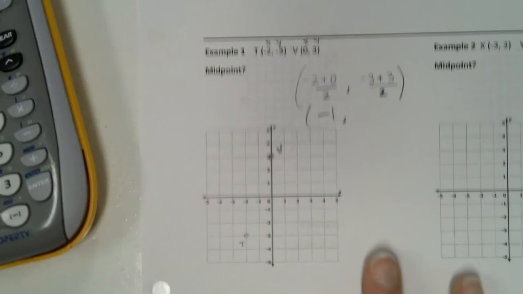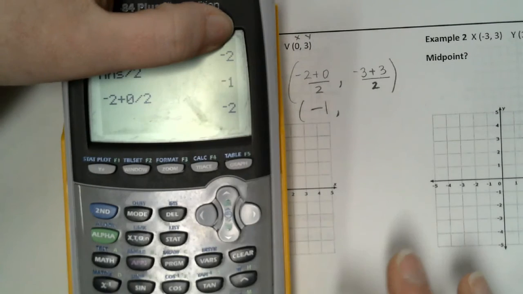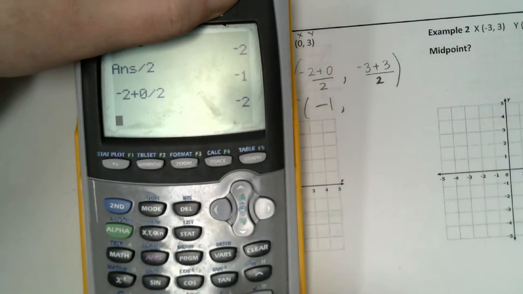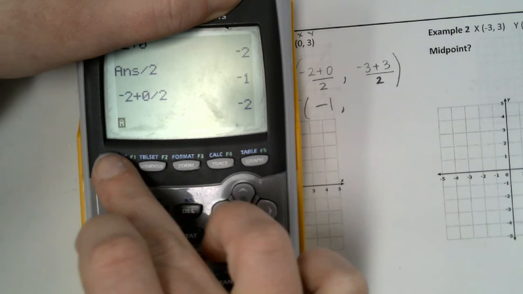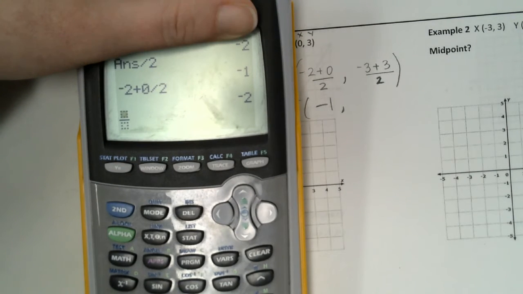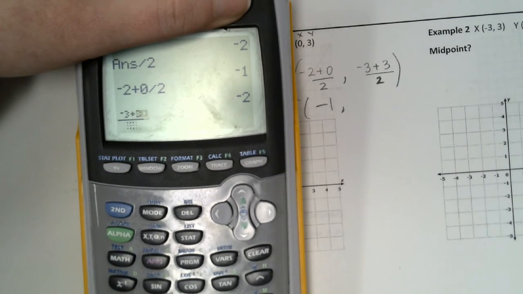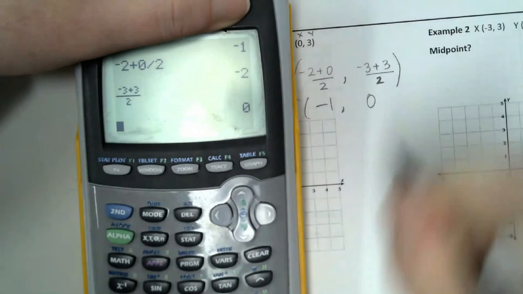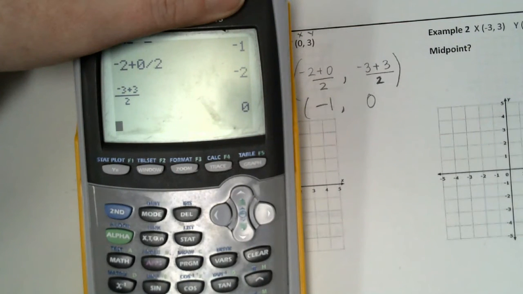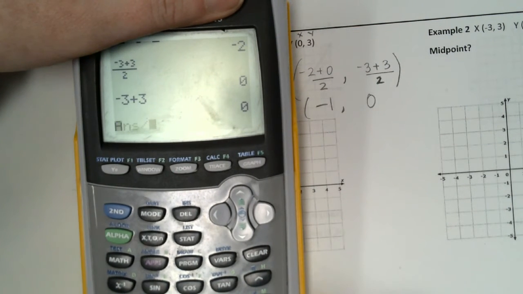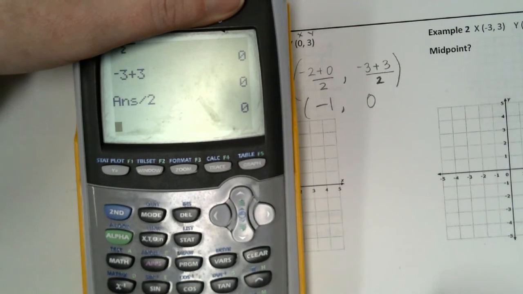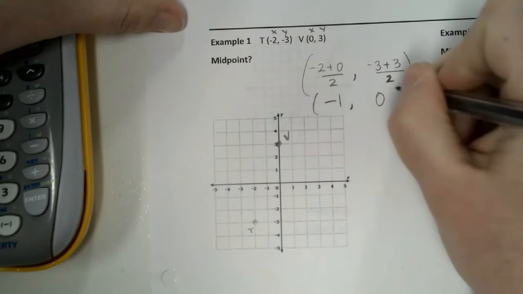Okay, so to type this in the calculator, you can either type it in as a fraction, which is alpha, y equals, hit enter, -3 plus 3 divided by 2. It gives me 0. Or I could do -3 plus 3, hit enter, divide by 2, it gives me 0. Okay, so that means my y coordinate is 0.